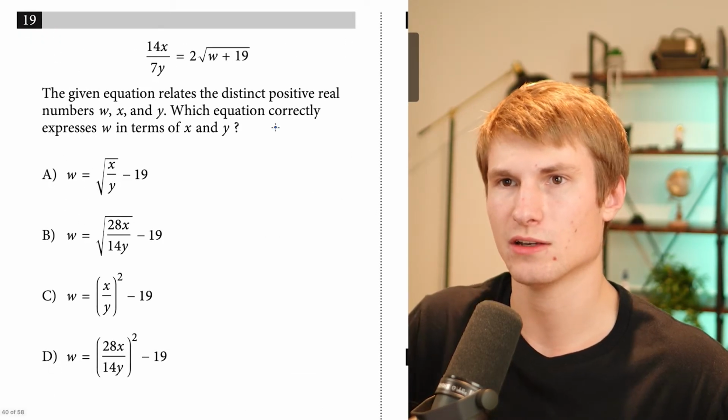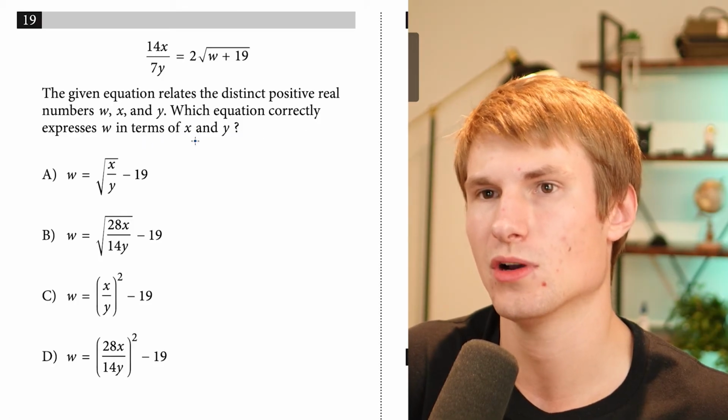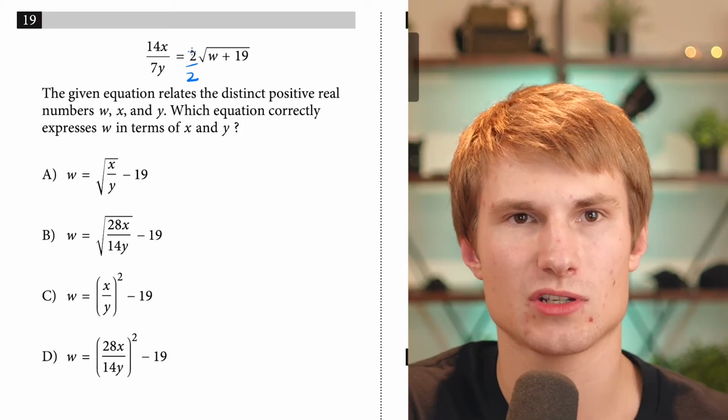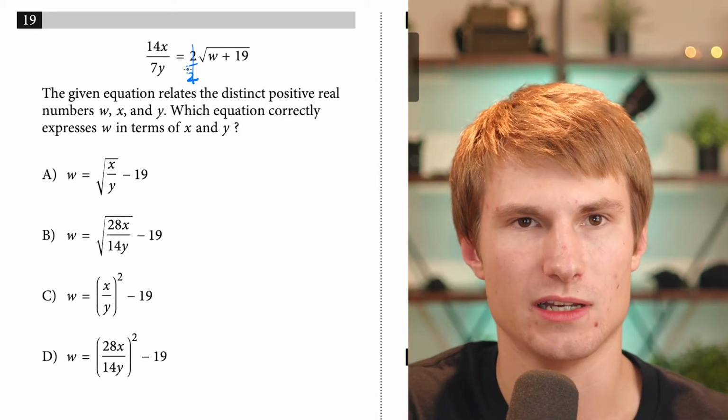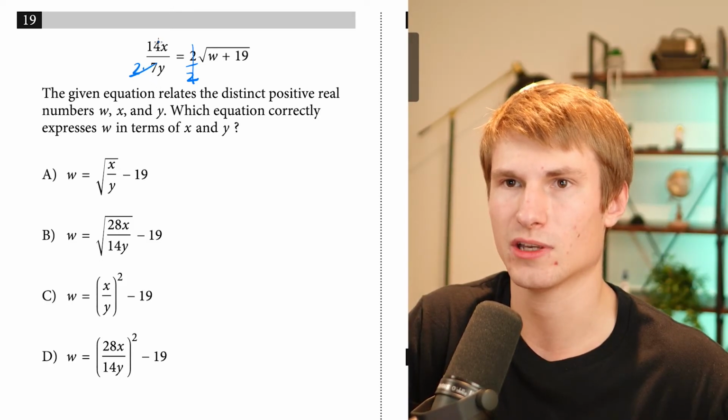Here's question number 19. The given equation relates distinct positive real numbers W, X, and Y. Which equation correctly expresses W in terms of X and Y? In this case, we just have to rearrange these variables. I'm going to start by isolating this root of W plus 19. So I'll divide both sides by 2. 2 times 7 is 14, that will cancel here and here.